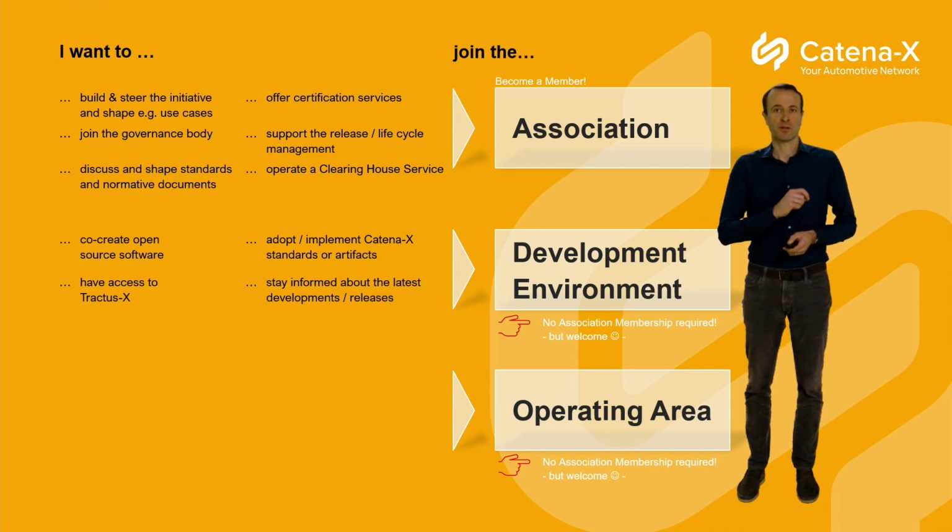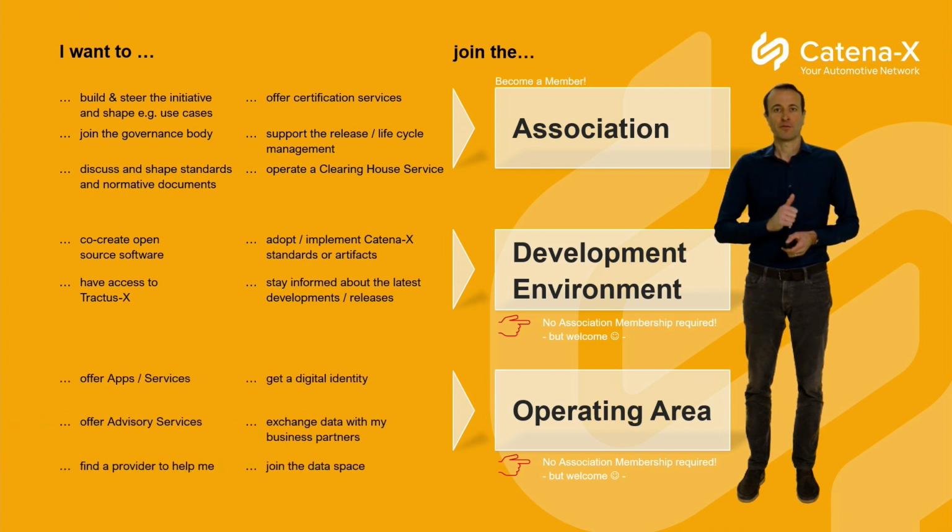Last one, and this is what we will talk about today. If you want to offer applications and services as an outfitter, software provider, if you want to offer advisory services and consulting services, if you need a provider that helps you to guide you or operate something on behalf of you, if you want to get a digital identity, or if you just want to exchange data with your business partner, an OEM with a first tier or first tier with a second tier, join the data space, go to the operating area. For this, again, you do not have to be a member of the association, but you can.